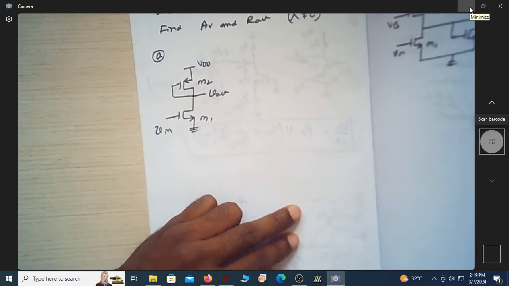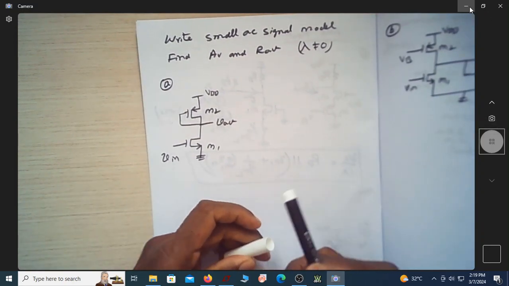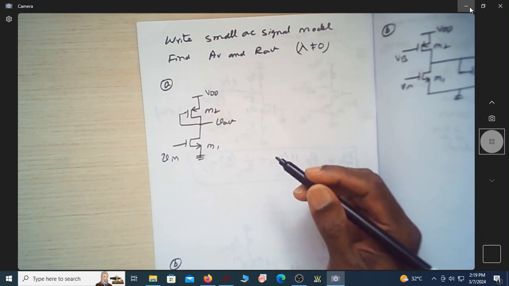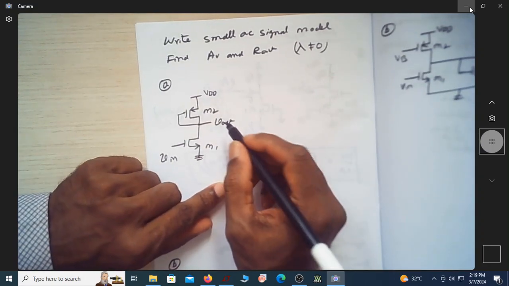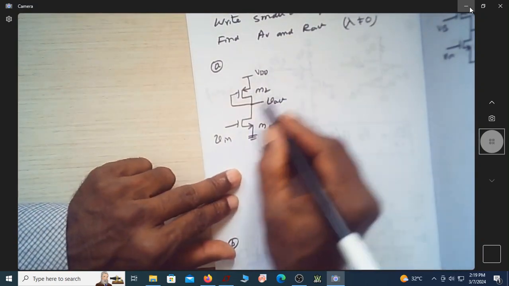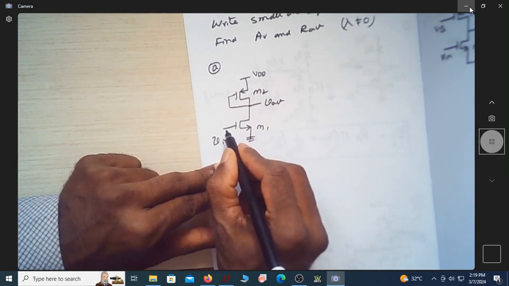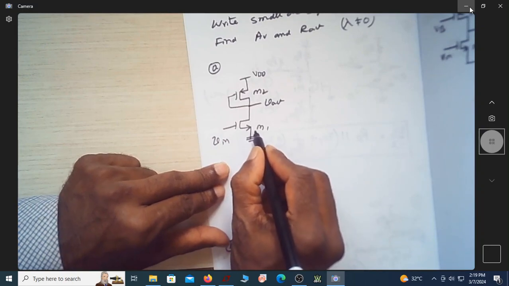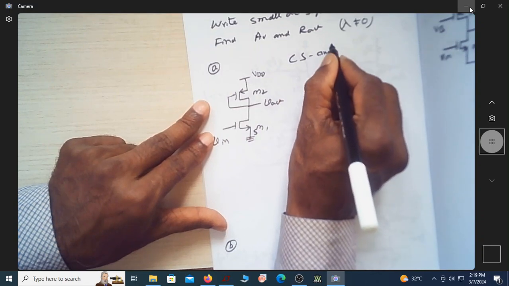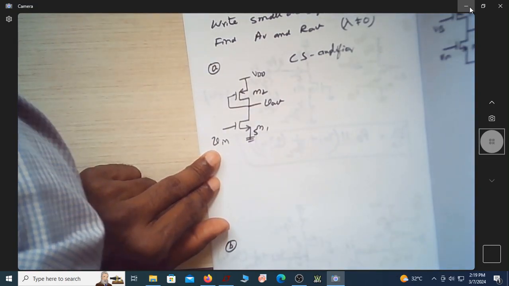Okay, in this video we will see how to write the small signal model of few active load amplifiers and try to find out what is its voltage gain and output resistance. So first we shall consider this circuit. In this circuit, the output is taken here and input is applied here. The terminal that is common is source, so this is a CS amplifier.